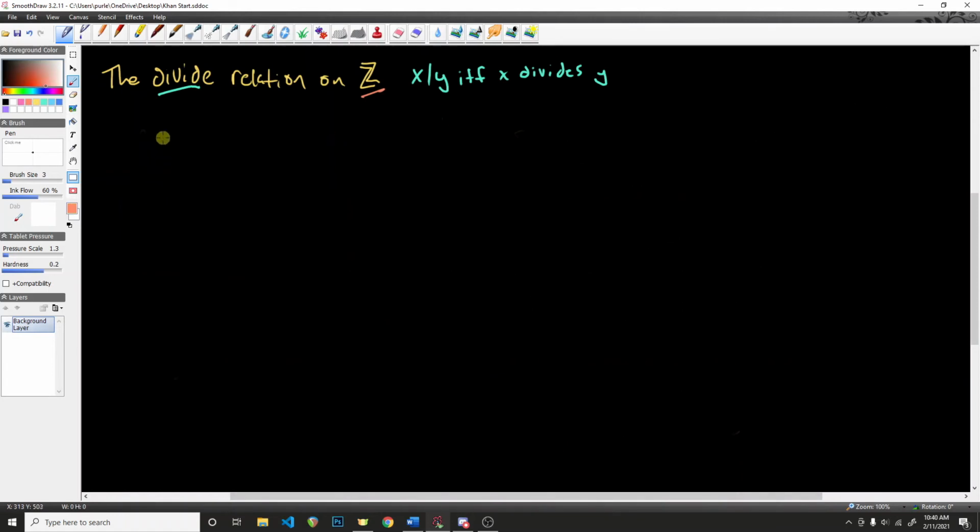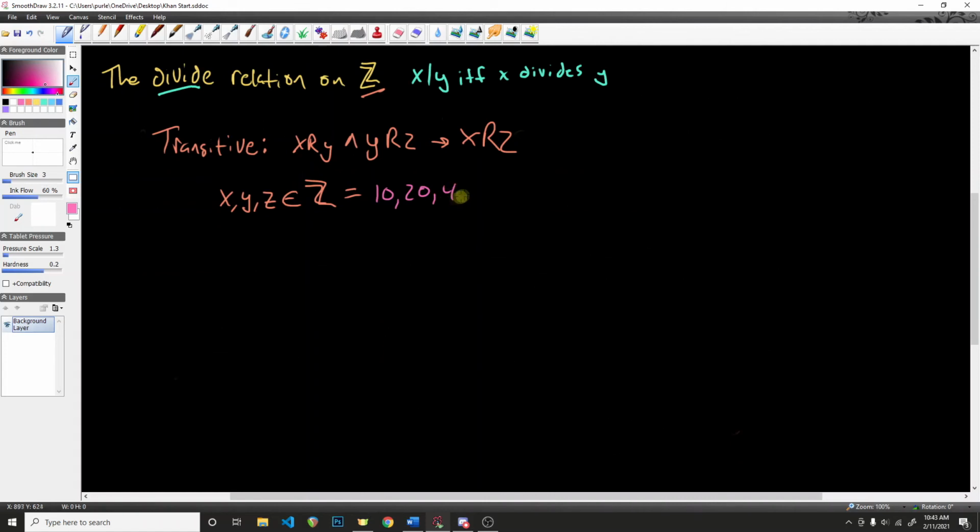Now the only property left to look at is transitive, and it is transitive, so we're going to have to prove that it is transitive. Transitive basically means that if x R y, and y R z, then that implies x R z, which are elements of the integers. And here I'm going to do a concrete example because I think it helps to look at. Let's say we have three values of x, y, and z: 10, 20, 40. So what we have here are our values of x, we have our y, and we have our z.